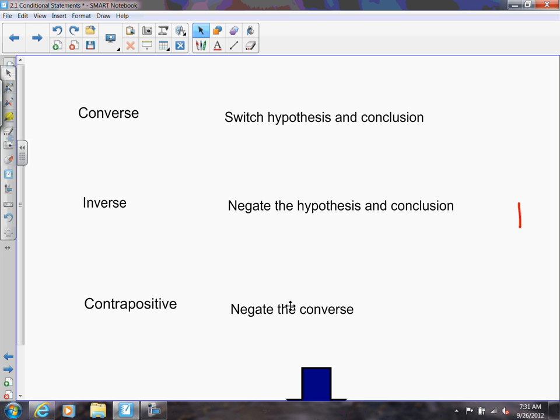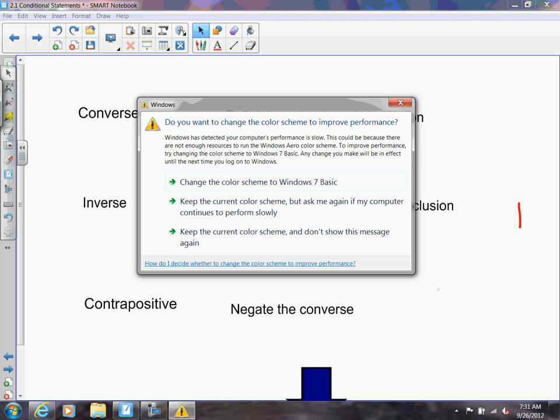And the contrapositive, you're going to negate the converse. So we're going to switch it and negate it. Okay, negate means to make it negative. So if the Burrows did not win tonight, then they did not play.